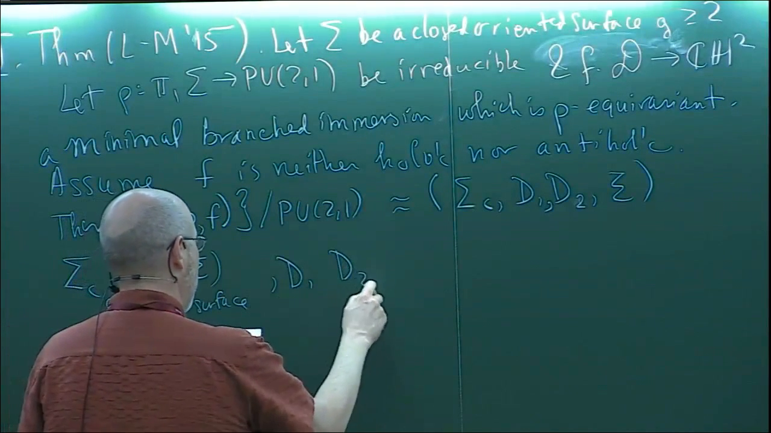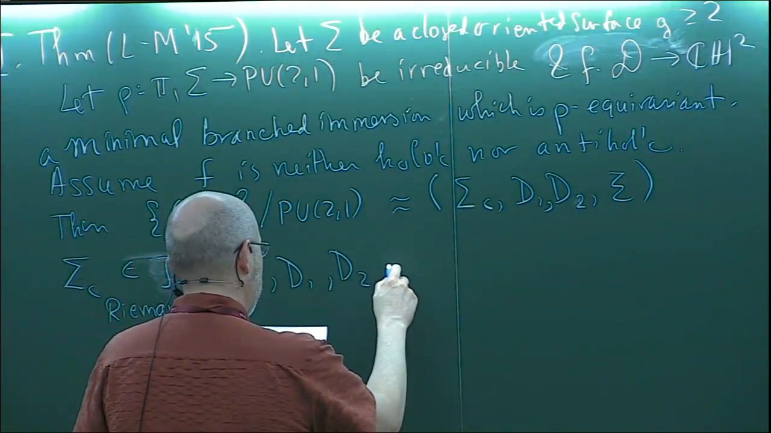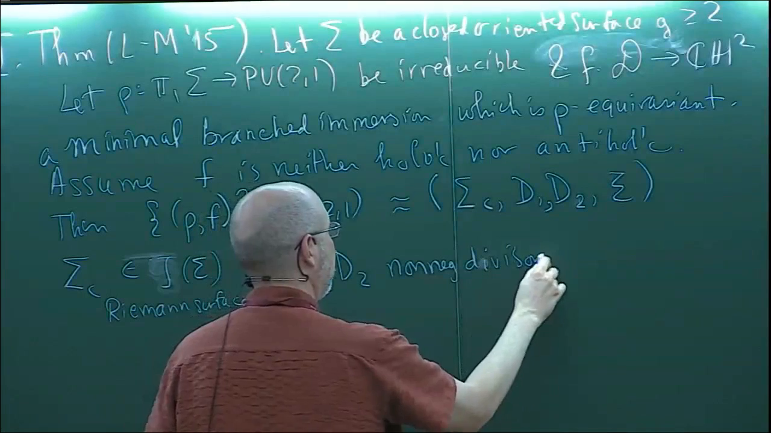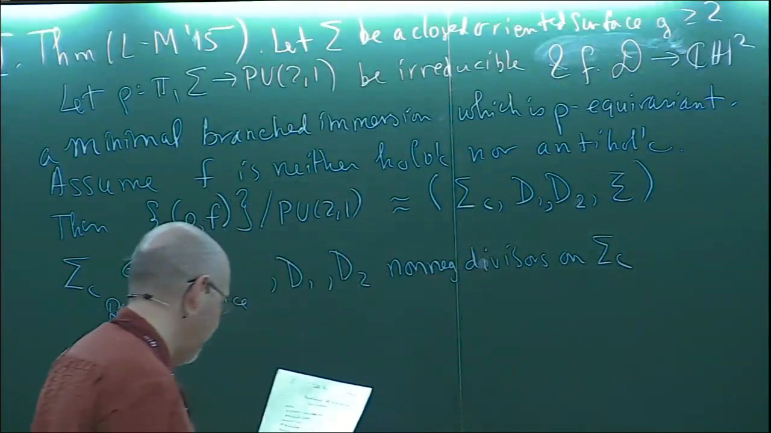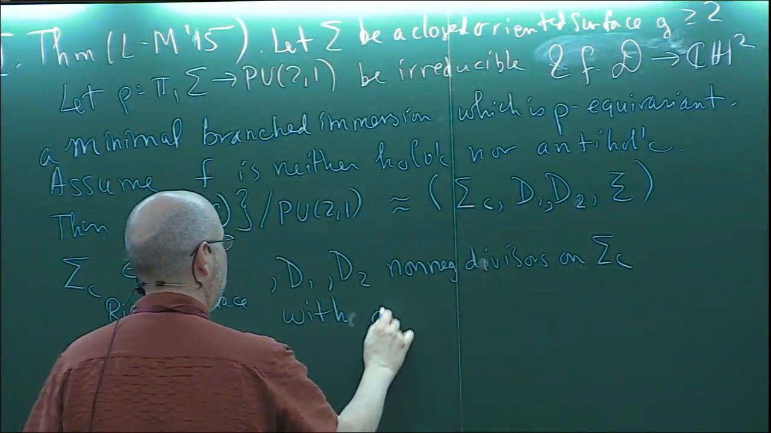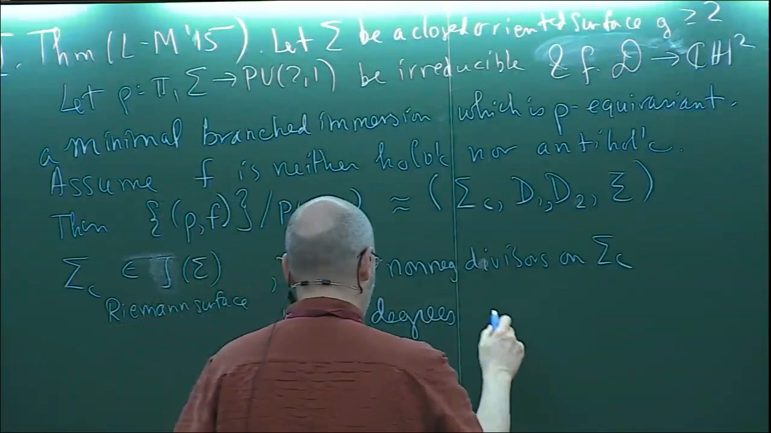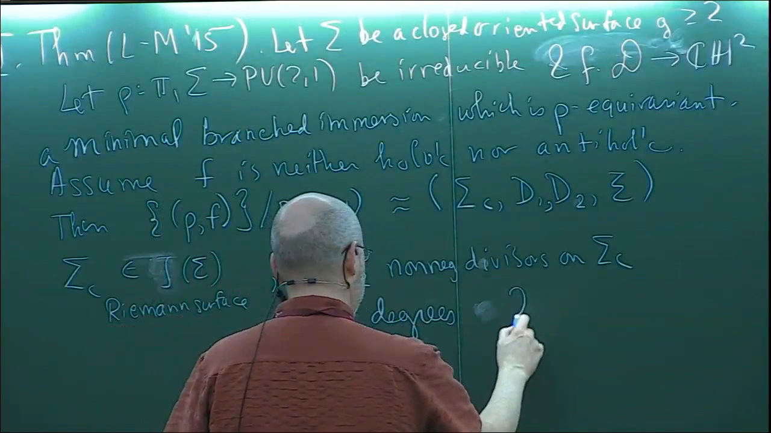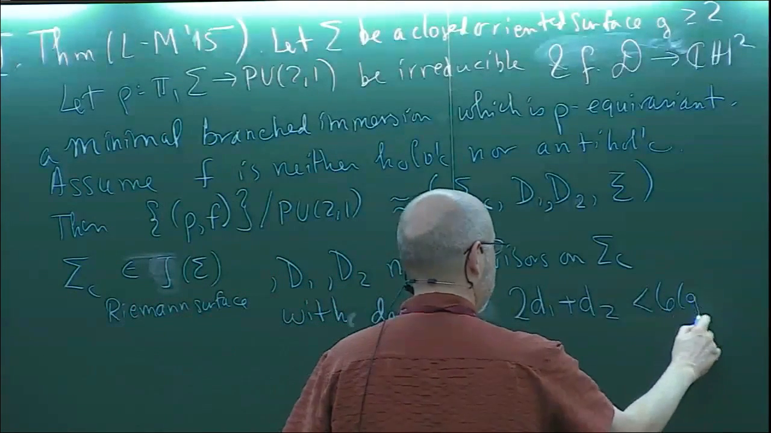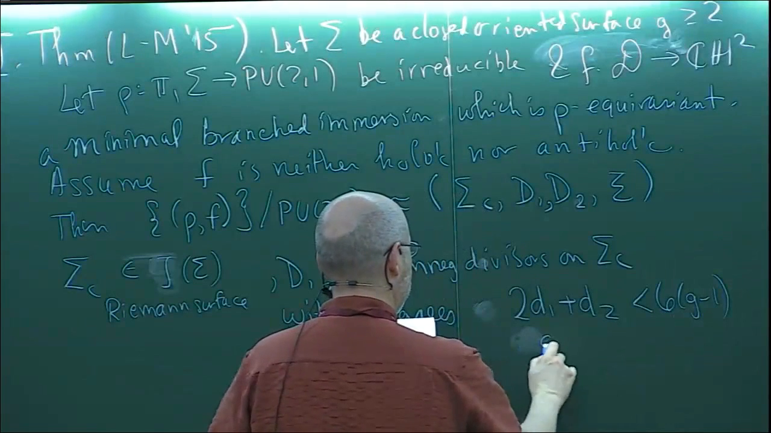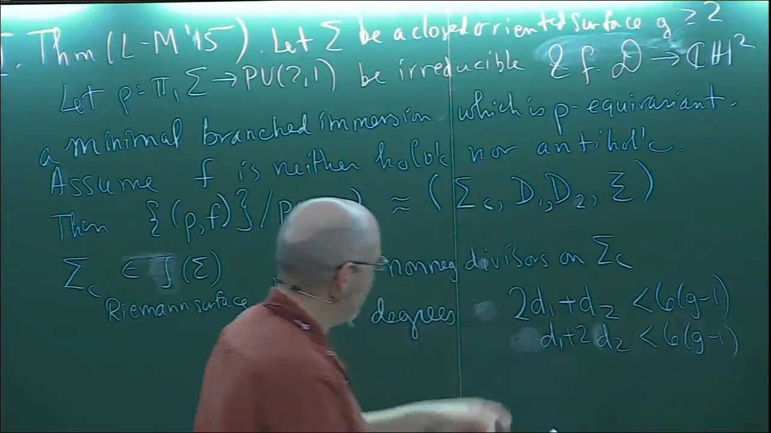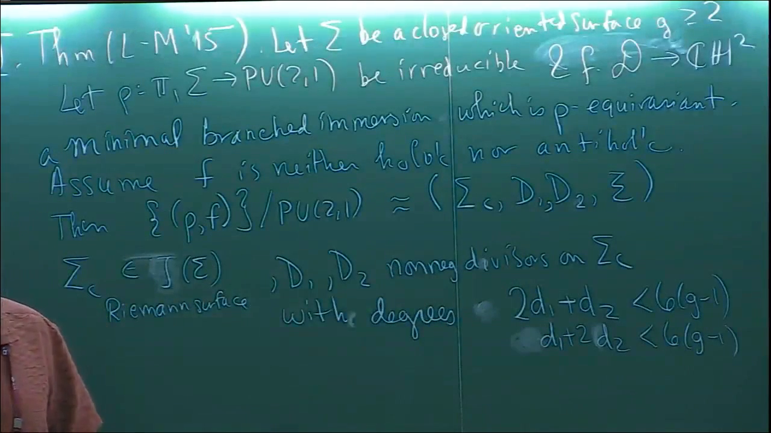So D1 and D2 are going to be non-negative divisors on this Riemann surface with degrees that are going to be small d1 and small d2, such that 2 d1 plus d2 is less than 6 times g minus 1, and similarly d1 plus 2 d2 is also less than 6g minus 1. So d1 and d2 are just the degrees of these divisors. Okay?